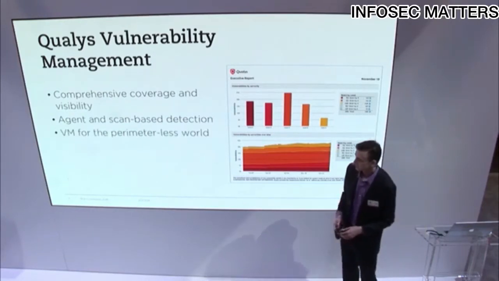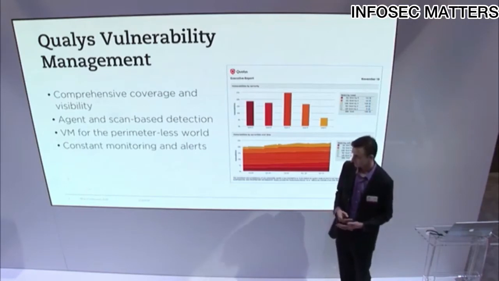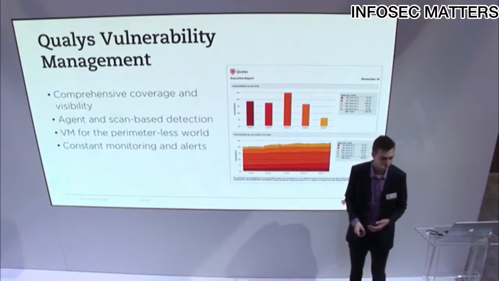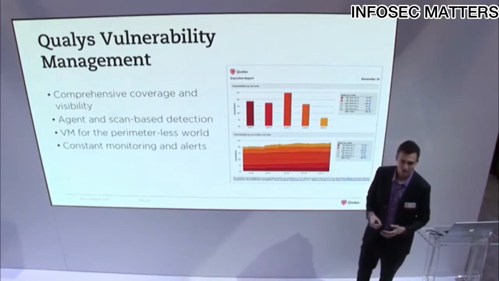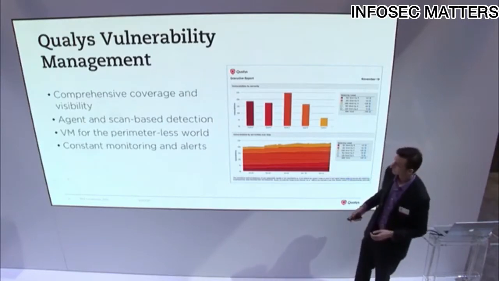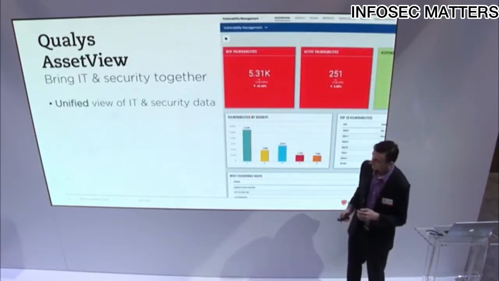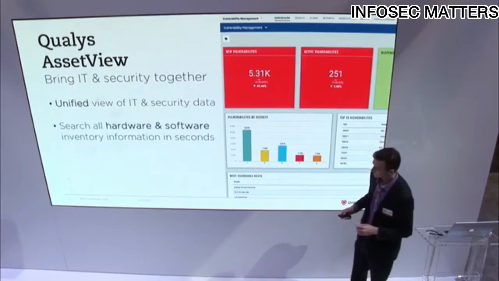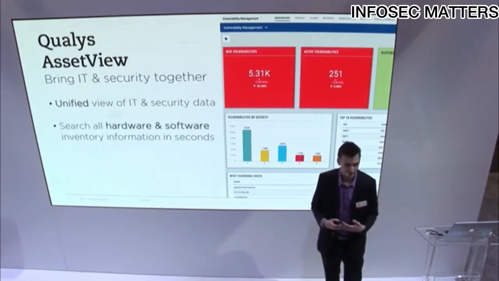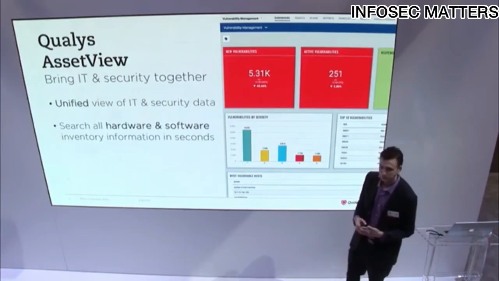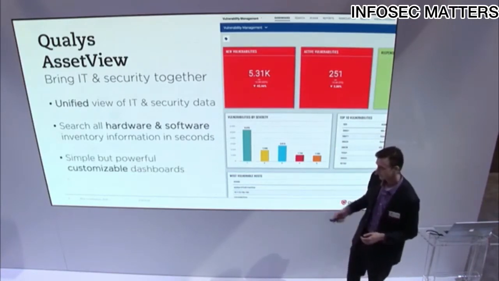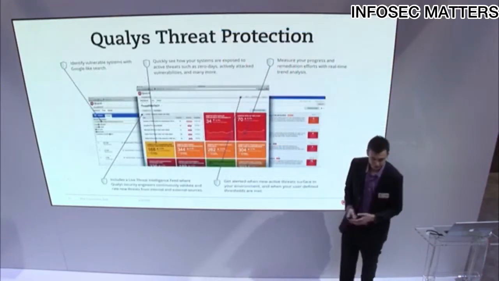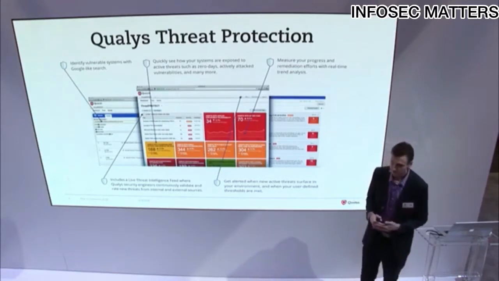And we call that the perimeterless world. We also have constant monitoring and alerting, so we can pop up an alert that says, hey, we found a severity 5 on your external environment, or we found an actively attacked vulnerability on your workstations, and so on. And we also have Qualys Asset View, which takes that vulnerability data and pairs it with asset data, giving you a unified view of IT and security data in one place. Asset View is what powers our dashboards, widgets, and search engine. So you can search on it and create dashboards, and I'll show you a demo of all of these as well.